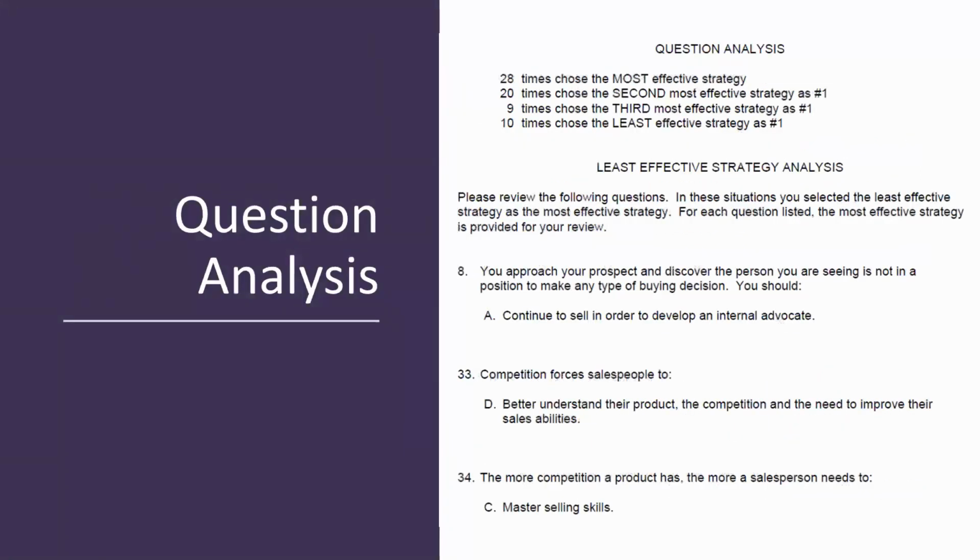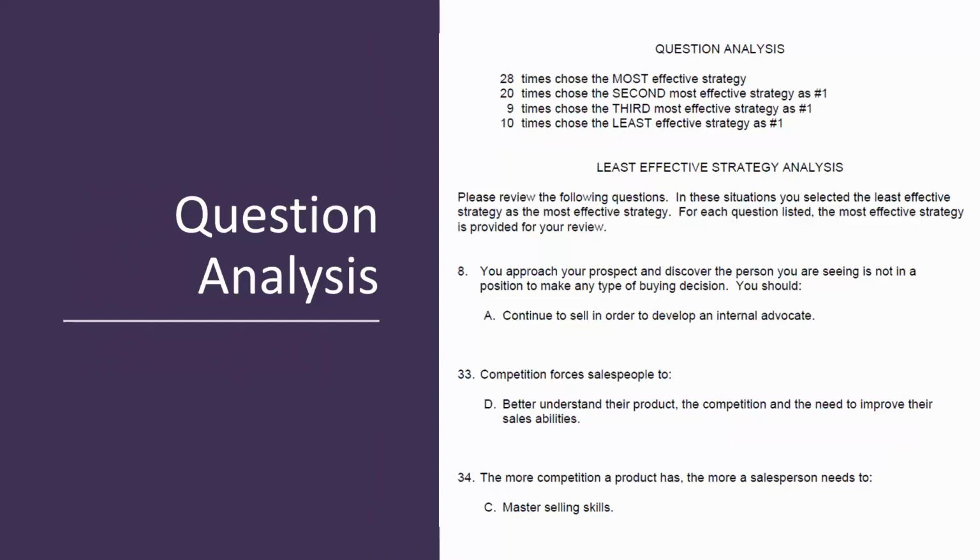So the next analysis in the Sales Skills Index, after the person has taken the instrument and completed it, it breaks down and analyzes how they answered the questions, right? So again, it's a summary at the top. It says your question analysis. 28 times you chose the most effective strategy. 20 times you chose the second most effective strategy as number one. 9 times you chose the third. And 10 times you chose the least effective strategy. So the odds are stacked against this potential prospect.